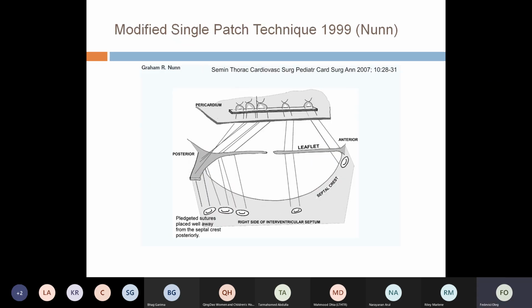Modified single patch technique, it's when you have quite shallow VSD and you can just push the valve to the crest of the septum with a patch with the same sutures as you do for the double patch technique, but you attach the suture direct to the crest instead of to the patch. And you can see nicely the shape of VSD, of inlet VSD, is different from regular VSD.